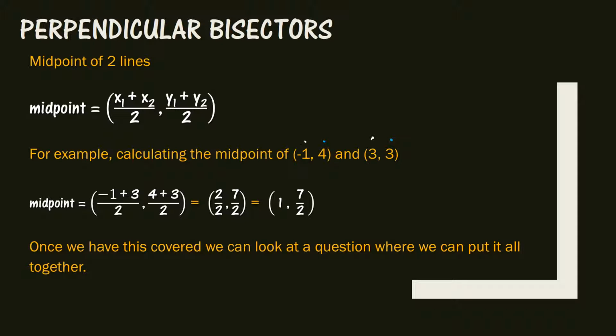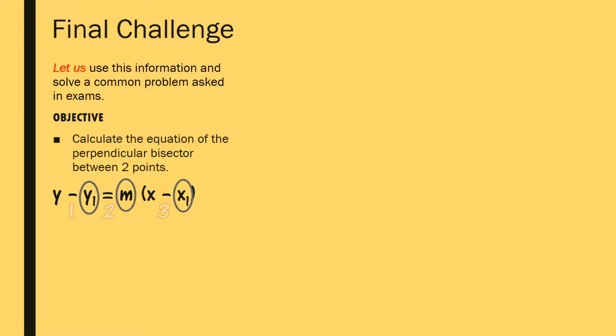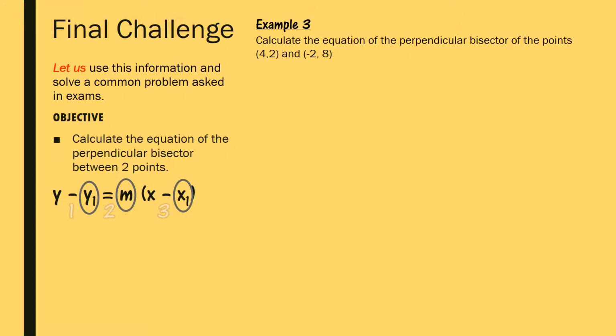Once we've discovered that, we can look at a question where we're going to pull it all together, and we should be able to do all these little bits. So with this in mind, let's see if we can calculate the equation of a perpendicular bisector between 2 points. We're going to use our y minus y1 equation again. That should come as no surprise. And the question will be as such. Calculate the equation of the perpendicular bisector of the points 4, 2 and minus 2, 8.